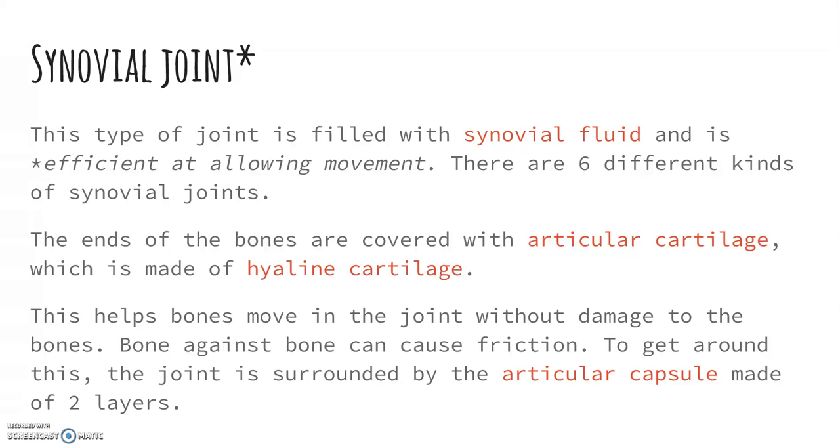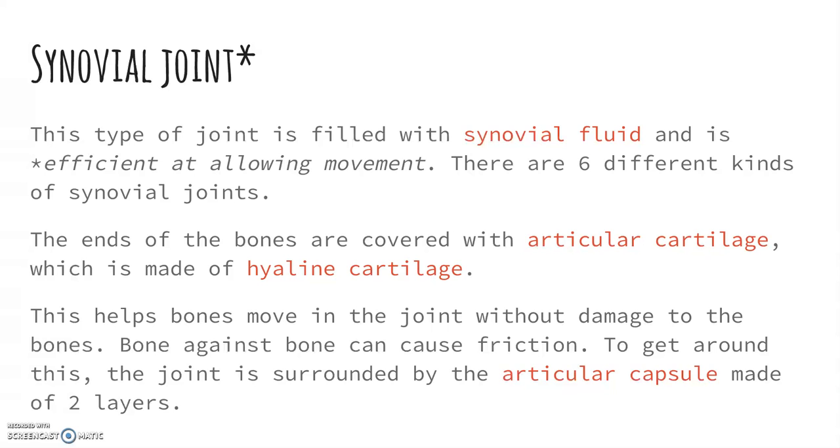There are 6 different kinds of synovial joints. We'll get to those in a few minutes. In this type of joint, the ends of the bone are covered with articular cartilage, which is made from hyaline cartilage. This cartilage helps the bones move in a joint without damaging the bones. The bones move against each other, normally causing friction that can slow down movement and produce heat.